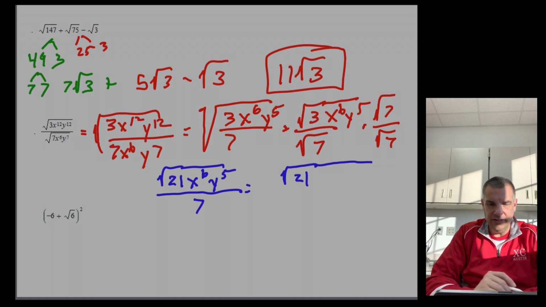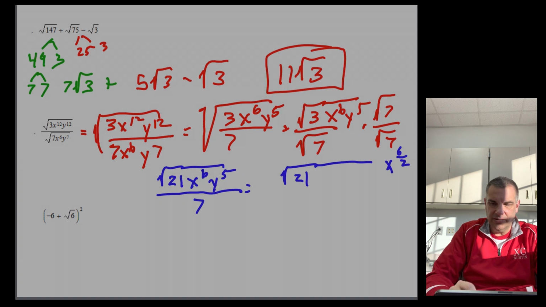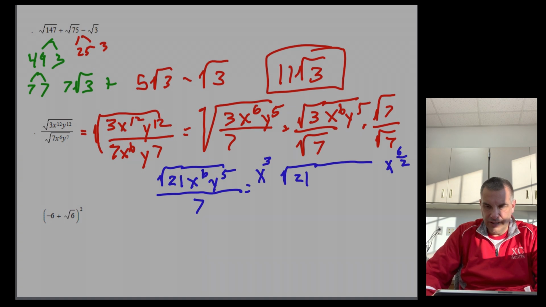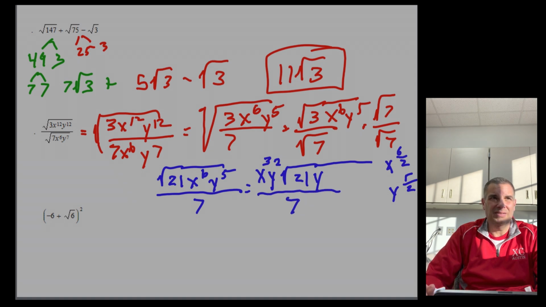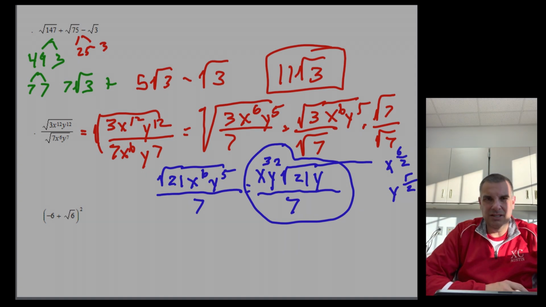If we look at the x values, this would be x to the 6 halves, which means on the outside we would have x to the 3rd. If we look at the y, it would be y to the 5 halves. 2 goes into 5 twice, so that means we have 2 of them on the outside and 1 on the inside. And then all of this is over 7. And there's your solution. A lot of work with that one, and there are different ways to do it. I just think that's probably the easiest way.